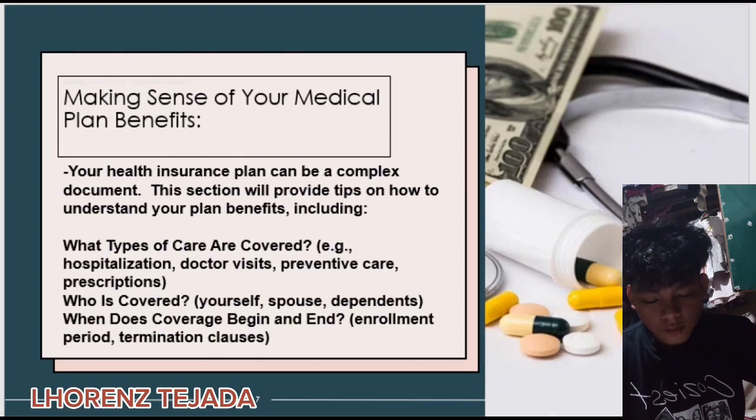Making sense of your medical plan benefits. You can save yourself considerable confusion, delay, and money if you understand your health plan benefits before illness or injury strikes. If you have a group plan, you will receive a certificate of insurance that outlines your benefits.